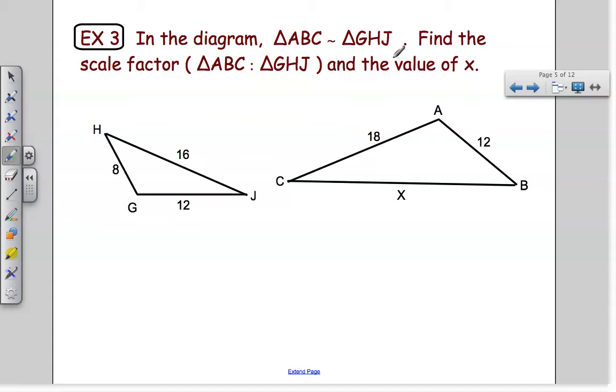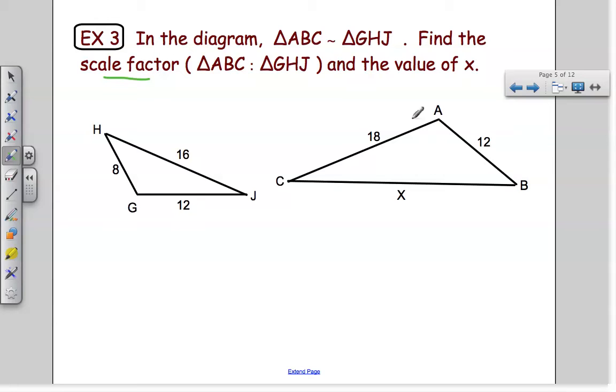Another example here. In the diagram, triangle ABC is similar to triangle GHJ. Find the scale factor. Ooh, okay. Find the scale factor, which means I'm going to compare the 2 triangles and reduce their ratio of corresponding sides. Notice for scale factor, they want triangle ABC first, then triangle GHJ.